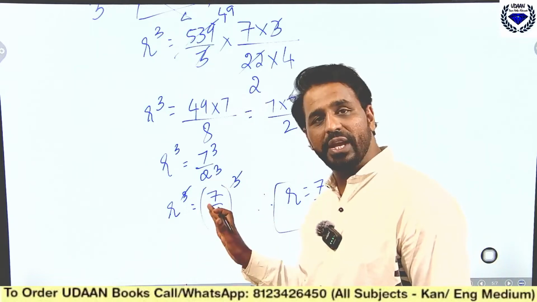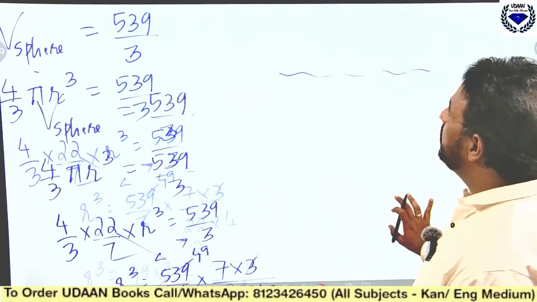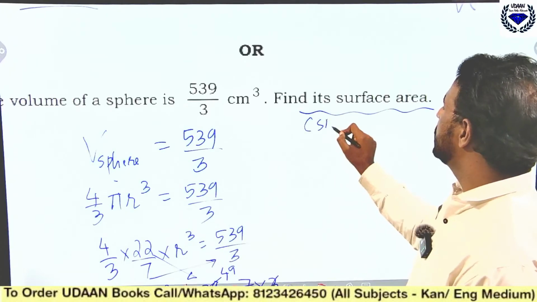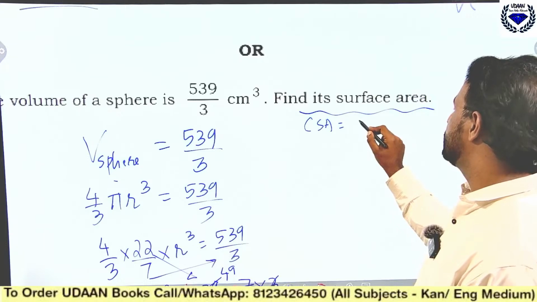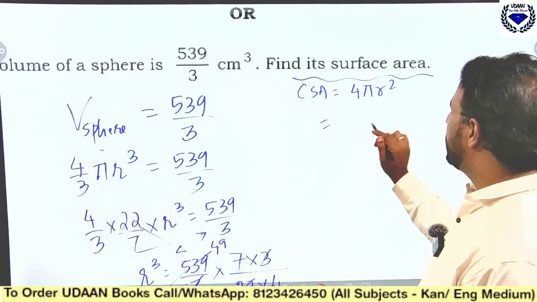Then the cube will get cancelled. So r you will get 7 by 2 centimeter. Then we should find its surface area. So what is the CSA of sphere or TSA of sphere? It is 4 pi r square.